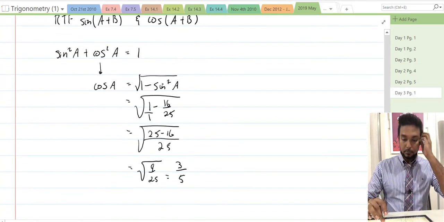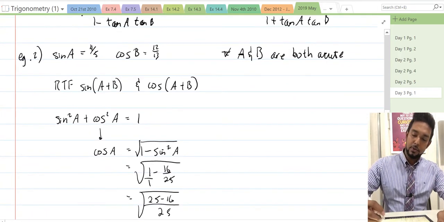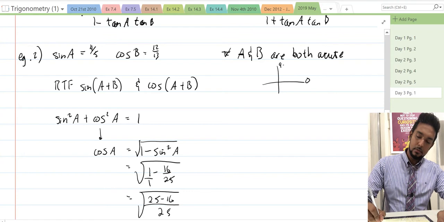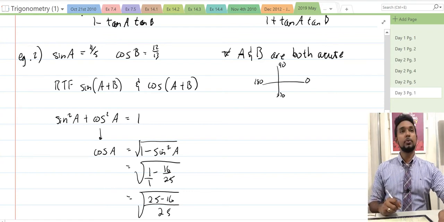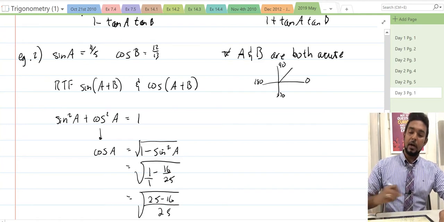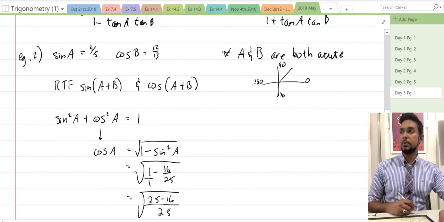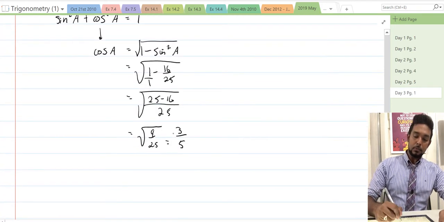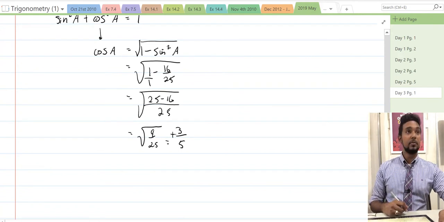acute. So if they are both acute, in what quadrant will they lie? 0, 90, 180, 270. Where is acute? Acute angles lie between what and what? 0 and 90. So they'll lie here. And in that quadrant, which ratios are positive? All. So we will choose the positive value of the root here.